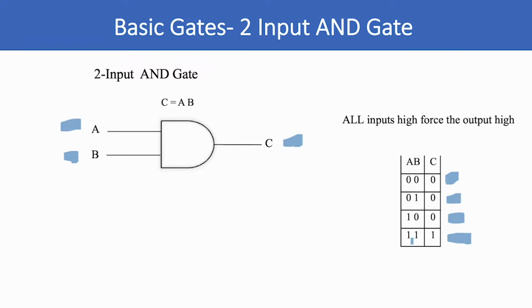So this is the one case at the bottom here where when both A and B are 1, the output is 1. And this is the Boolean expression up here. And this is the symbol for the AND gate with two inputs. This is a two-input AND gate, two inputs and one output.